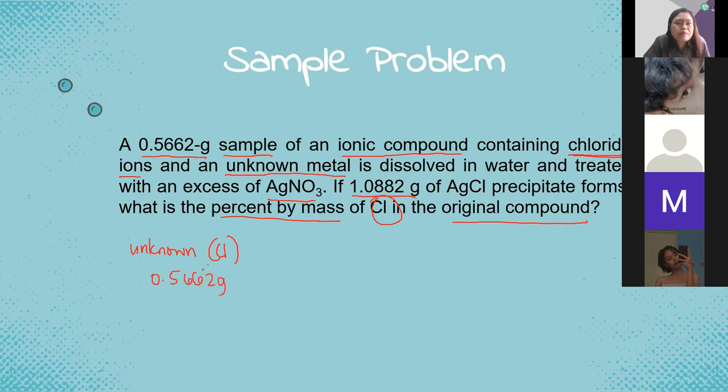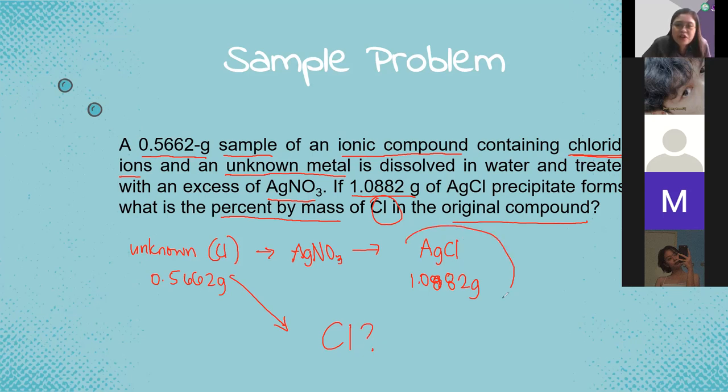0.5662 grams. Now, nag-undergo siya ng gravimetric analysis na process, nag-add tayo ng silver nitrate, tapos nakuha natin si silver chloride, and ang kanyang weight ay 1.0882 grams. Now, ang question, gaano kadami yung chloride sa original compound? So gagamitin natin ngayon yung weight ni silver chloride na precipitate para ma-compute ito.